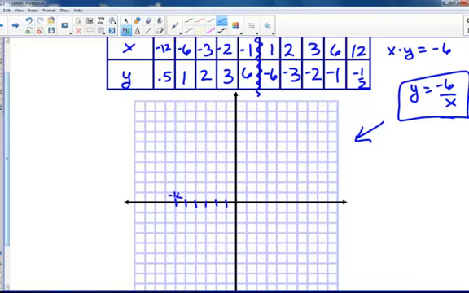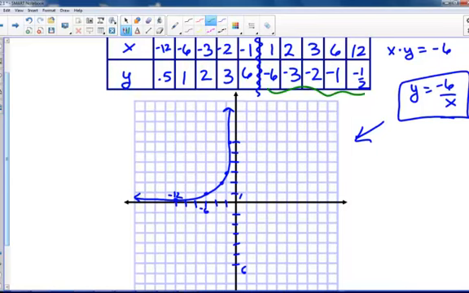I'm going to say that's negative 12. We'll go up by 1s on the x, or the y. So negative 12 is positive 1/2. Negative 6 is positive 1. Negative 3 is positive 2. Negative 2 is positive 3. And negative 1 is positive 6. So this over here is going to go like this, never touching the x or the y axis.